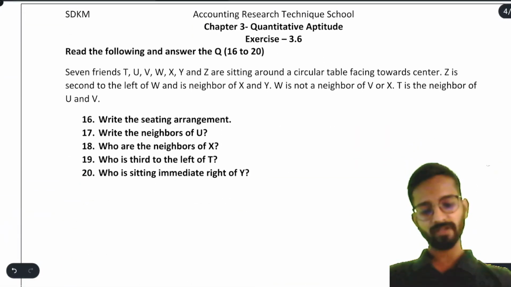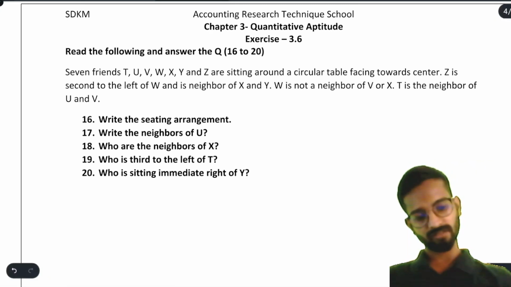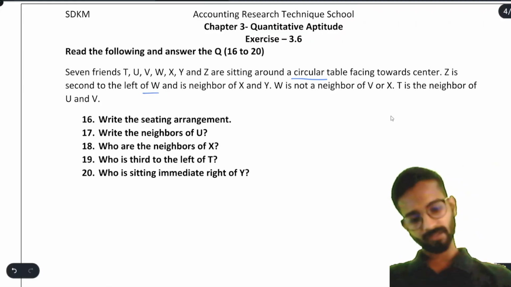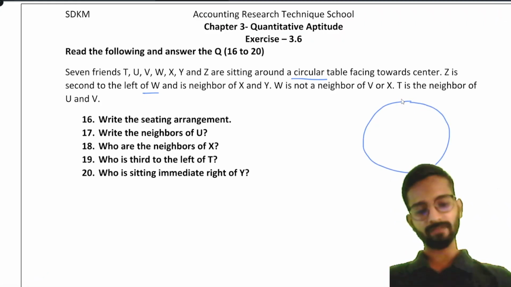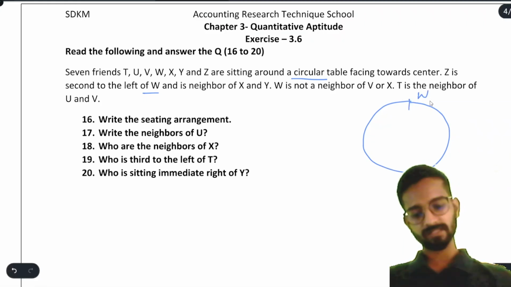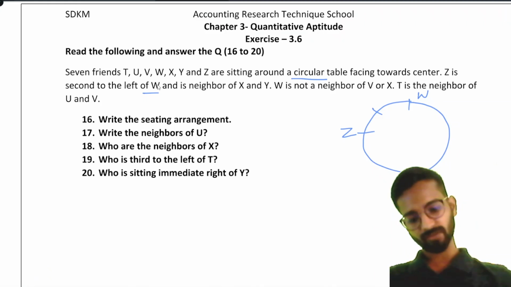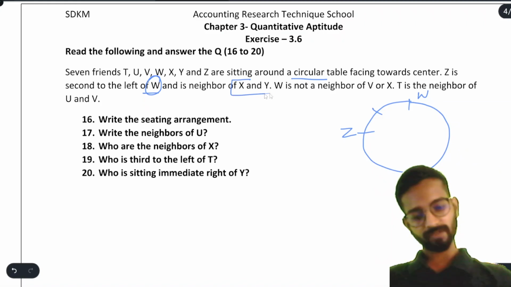7 friends T, U, V, W, X, Y, Z are sitting around a circular table facing towards center. Okay. Z is second to the left of W. See, if it is a circular table, I will draw a circle here. Z is second to the left of W. It means wherever is the W, Z is second to left. So 1, 2, this is Z. Z is second to the left of W, done. And Z is the neighbor of X and Y.